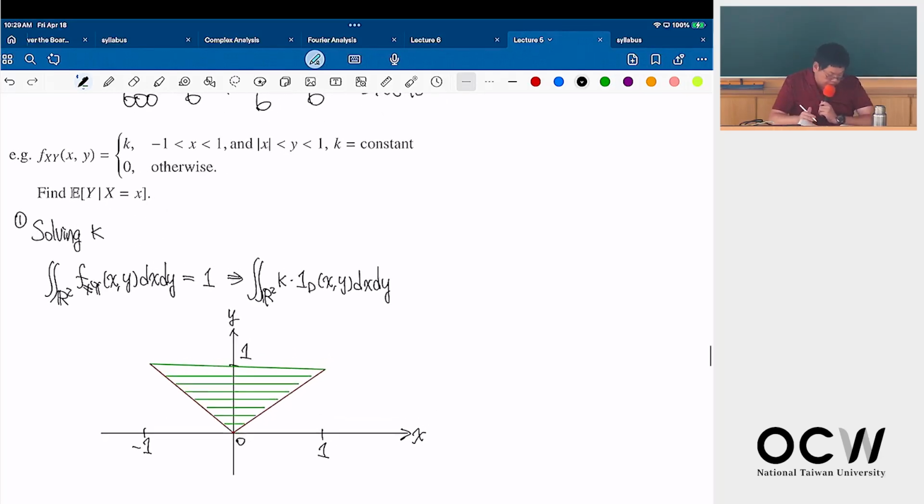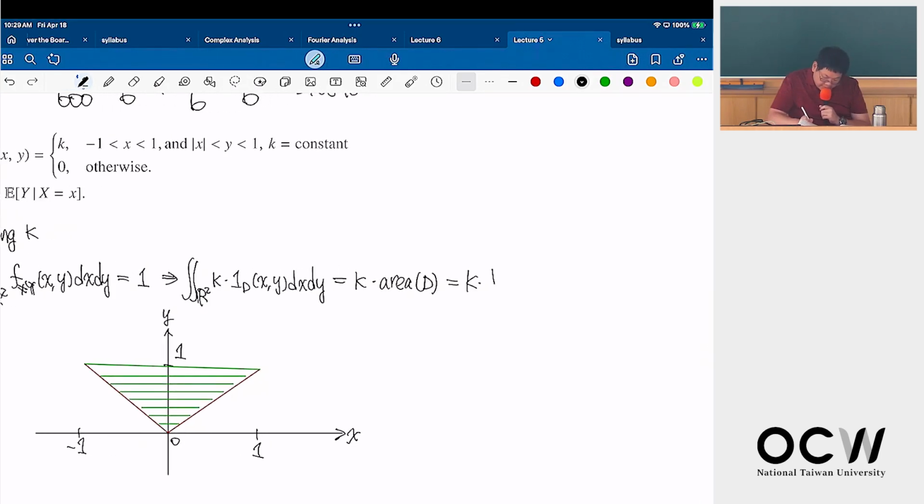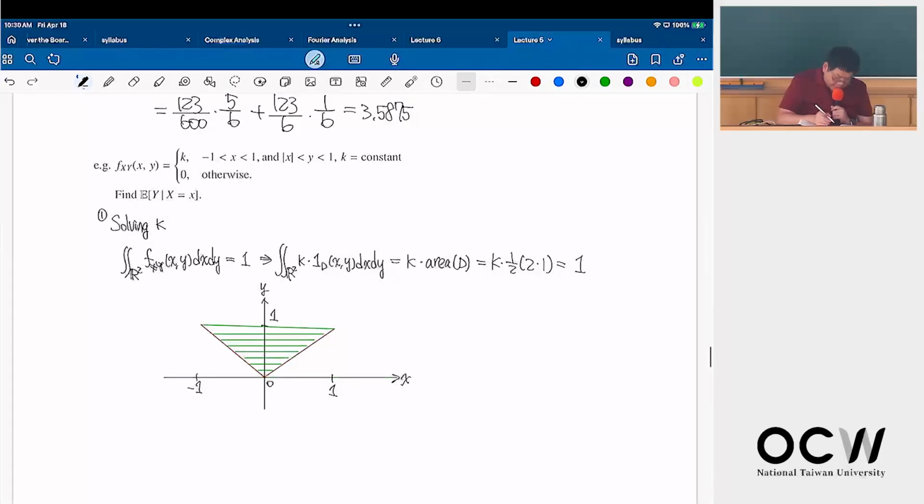So this is the area, k times the area. So it will be k times the triangle, so 1/2 times the base and the height. So it should be 1. Therefore, k should be 1.